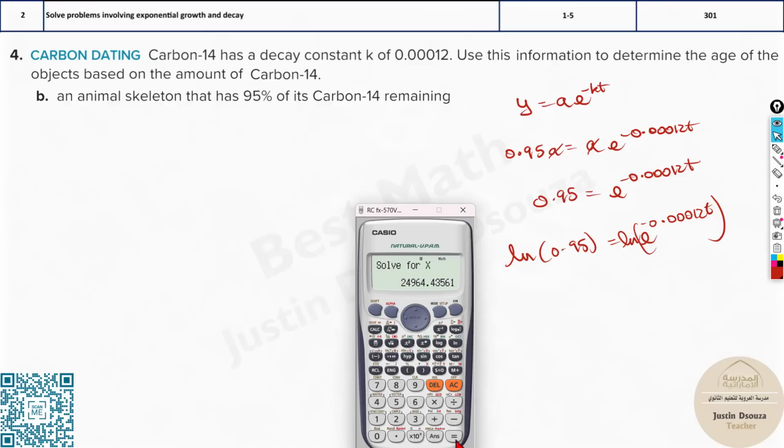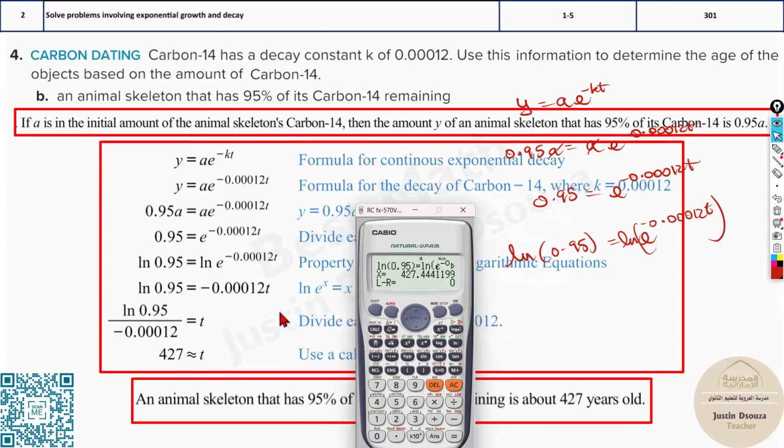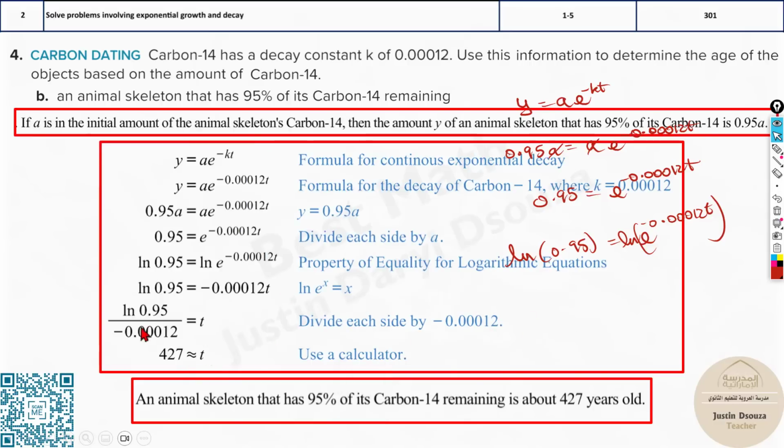And we'll press shift and solve and then equal to. Here it just takes 427 years. You can see here time is 427.44. In the exam you can write at least 1 or 2 decimal points. They have not mentioned anything about the decimals, so just write 427.44. Don't write many decimals, just 2 is enough.